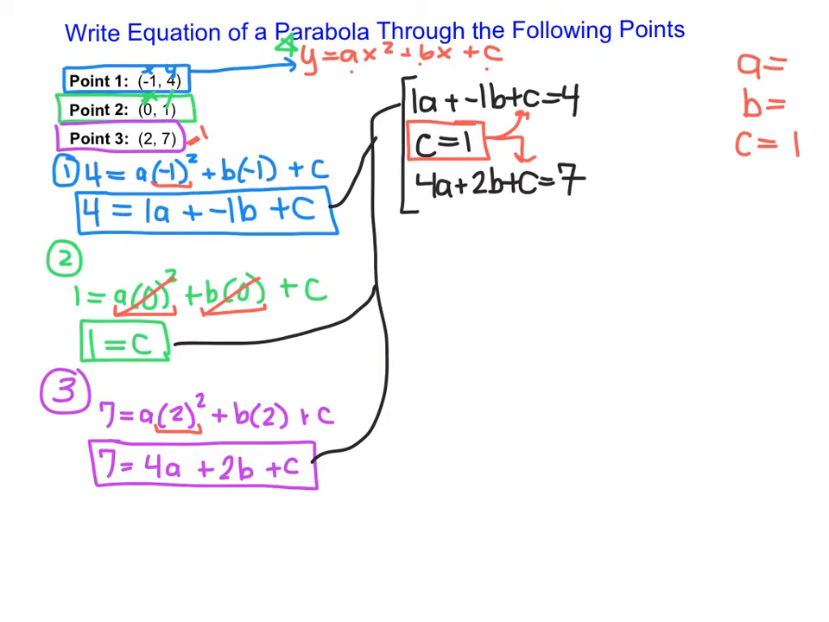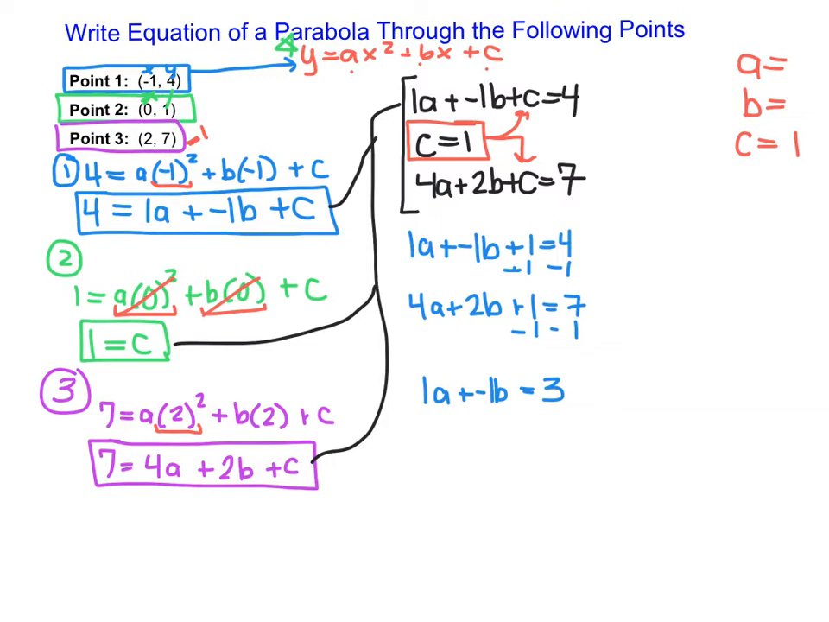So if I do that, I end up with 1a plus negative 1b plus 1 equals 4. And then I want to get all of the non-variable terms together, so I'm going to subtract 1 on each side. So I end up with 1a plus negative 1b is equal to 3. And then the second equation here, I have 4a plus 2b plus 1 equals 7. And again, I want to get those non-variable terms together, so I subtract 1 from each side, and I end up with 4a plus 2b is equal to 6.